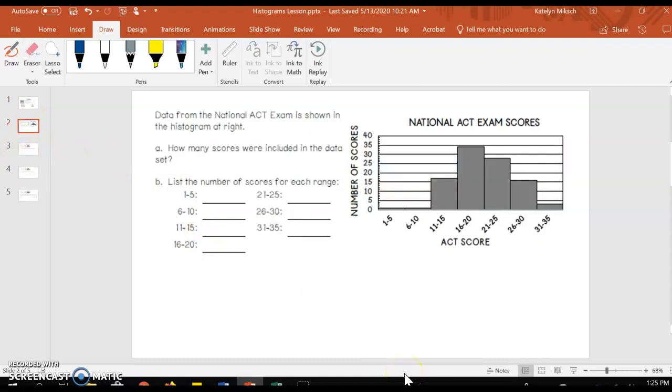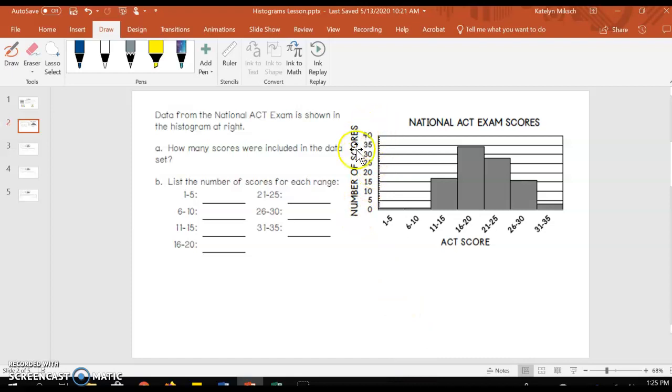Okay, so let's practice reading a histogram. This shows data from the National ACT exam. An ACT is an exam, like the SAT, that you take in high school to get into college. The best score is 40, which sounds kind of weird, but it's just the way they do it. So the first question they're asking is how many scores were included in the data set?